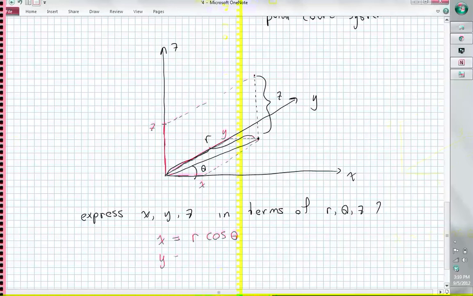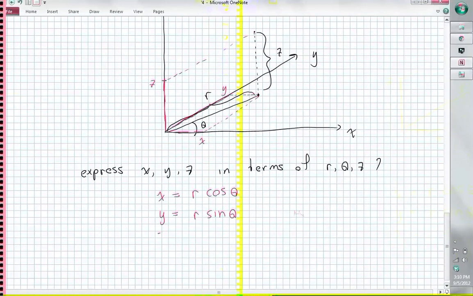And y is r sine theta, and z is just plain old z. And the other direction is equally interesting. If I know x, y, and z, can you tell me what r is? This is not, I don't think, written explicitly in the book, but it's a useful thing to have. So if I know x, y, and z, can I find r, theta, and z?